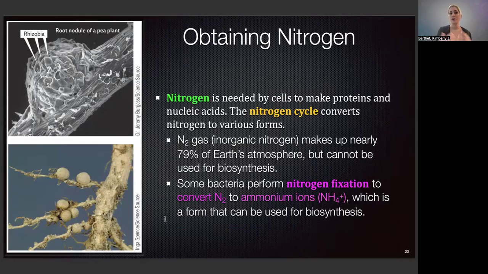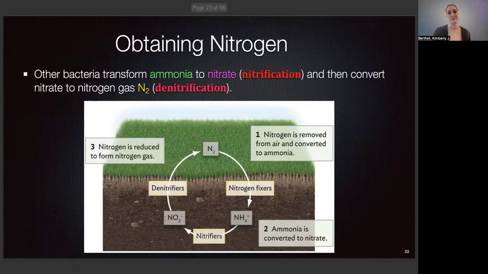So the nitrogen that we find in our atmosphere, it's about 79% of our atmosphere, is nitrogen gas. Well, nitrogen gas is not in an available form for plants to assimilate. So what has to be done is nitrogen fixation, and this occurs through bacteria. They convert this nitrogen gas in the atmosphere to ammonium, and then that can be used for biosynthesis within plants, as nitrogen is essential for plants.